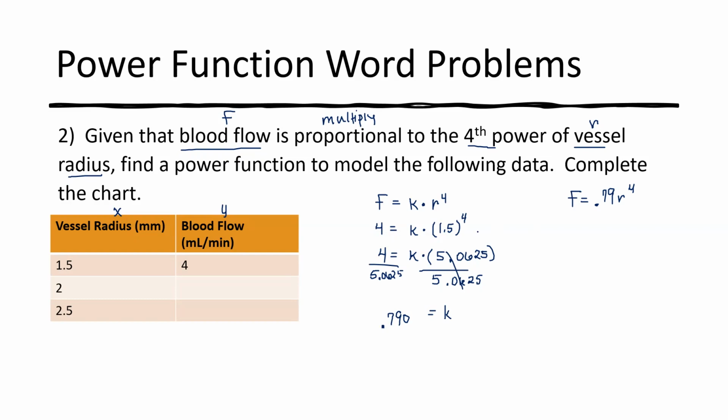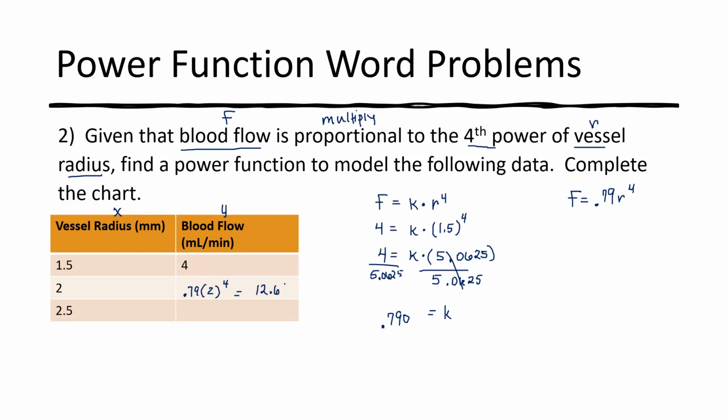Now I can use my formula to figure out these other values. So the next value is when the radius is 2. So I just put in 0.79 times 2 to the fourth power. And type that on my calculator, hit equals, and I got 12.64.